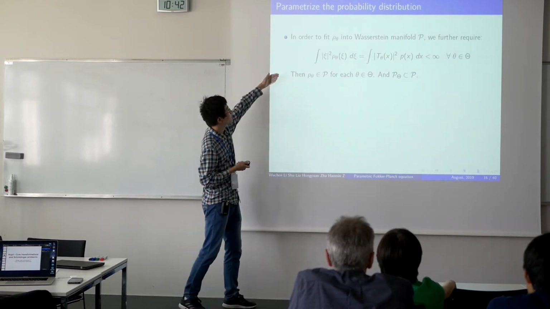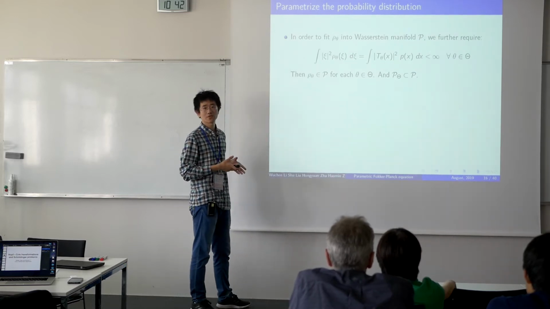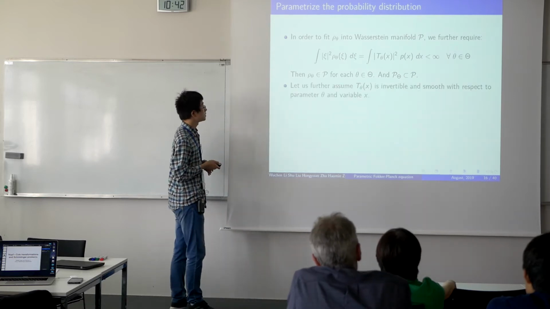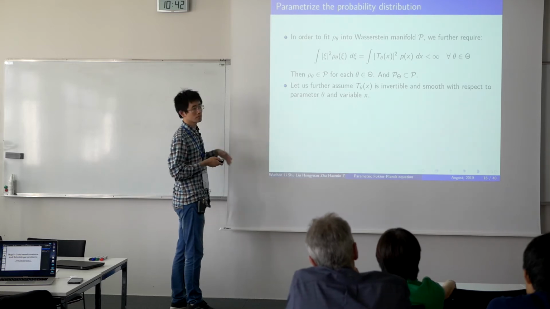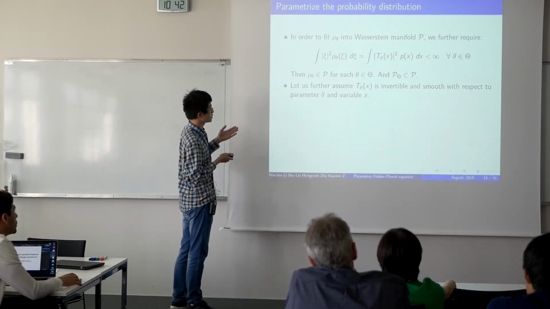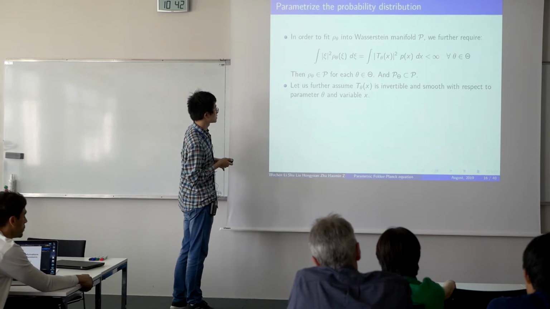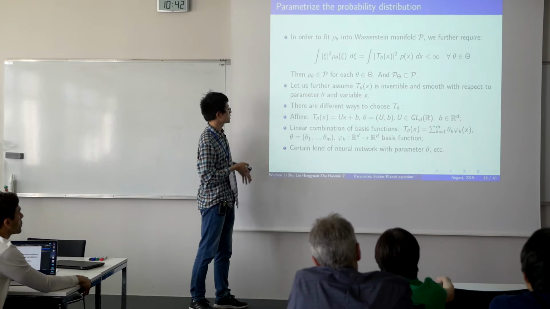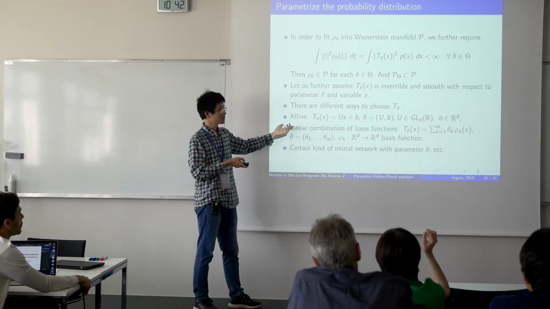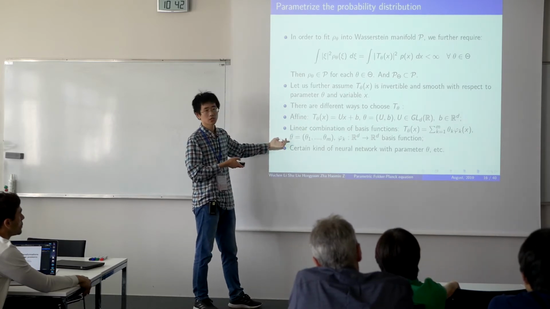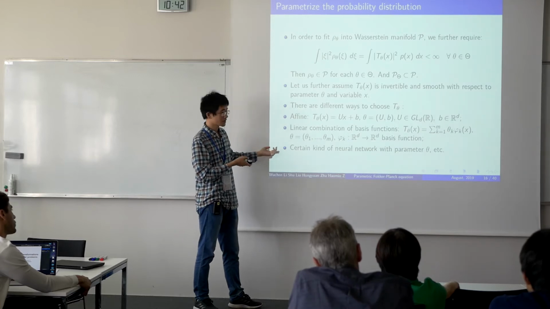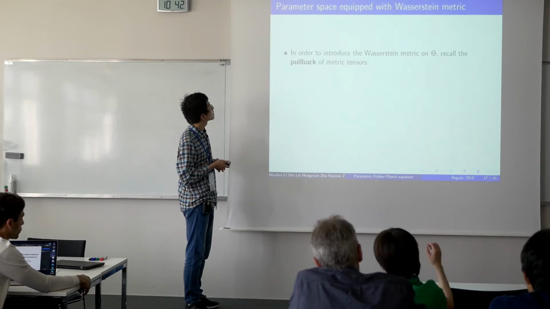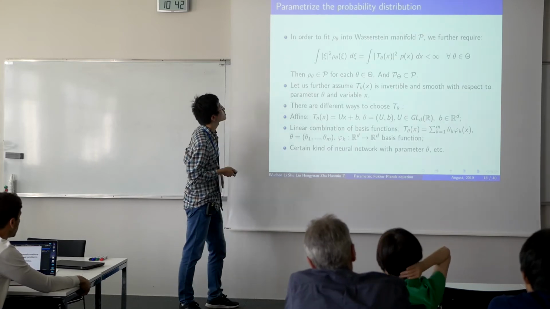Okay, and to fit every rho theta into the Wasserstein manifold, we assume it to have finite second-order moment. And also, we assume the map is invertible and smooth. So there are many ways to choose T theta. For example, you can choose it as an affine map. You can also choose it as a linear combination of basis functions. You can definitely choose it as some neural networks. Okay, that is how we introduce the parametric family.